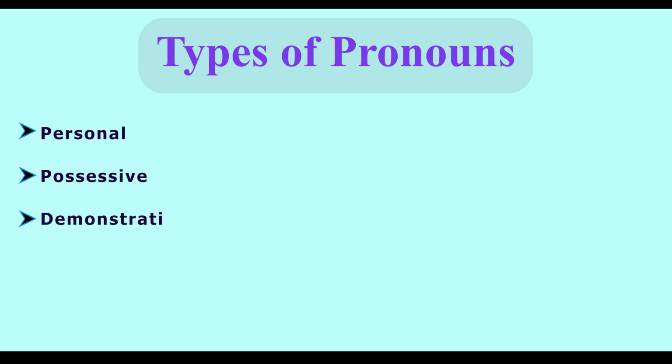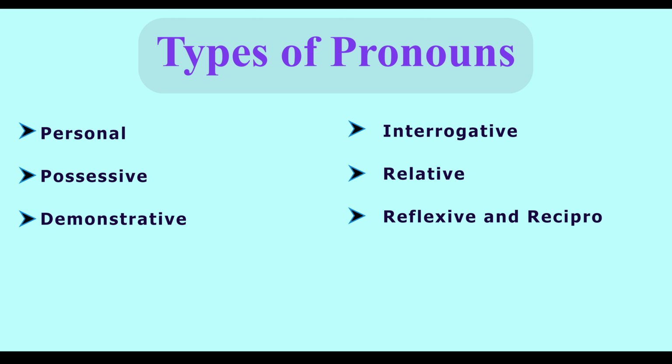There are many types of pronouns: personal, possessive, demonstrative, interrogative, relative, reflexive, and reciprocal pronouns. Let's go through each one with an example. Let's start with personal pronouns.